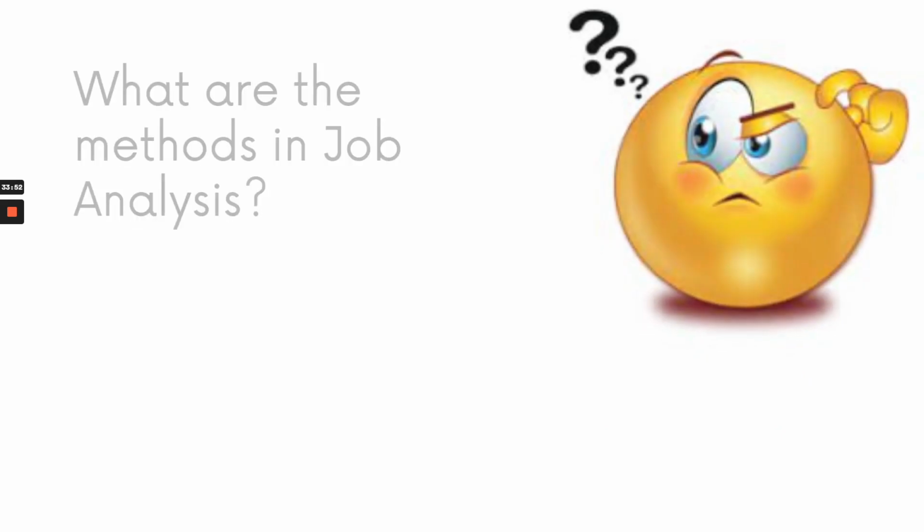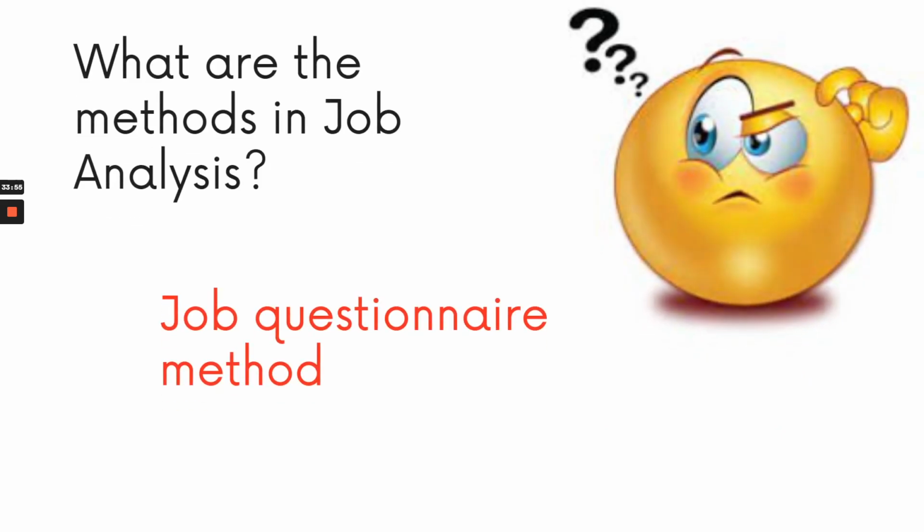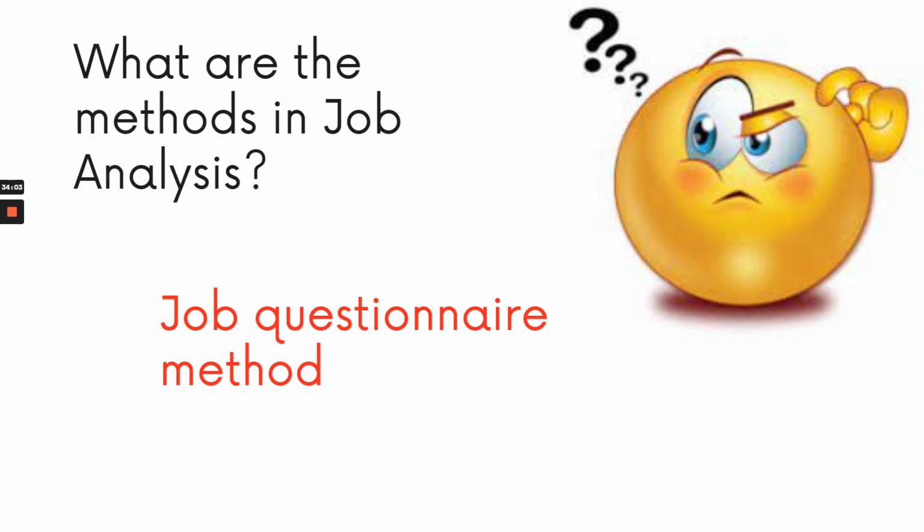And there are several methods that are being used. Number one is the job questionnaire method. In the job questionnaire method, the important thing is the accuracy of job information. So it must be accurate. The job analyst will prepare the questionnaire based on the purpose of the job analysis. The form to be used is carefully prepared based on the simple understanding of the employees who will answer them.